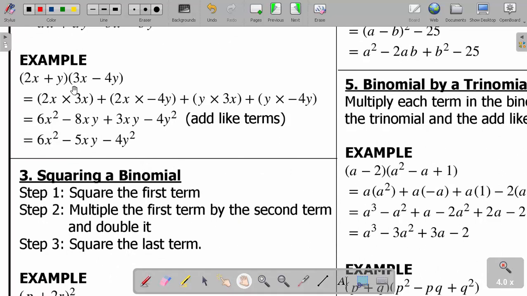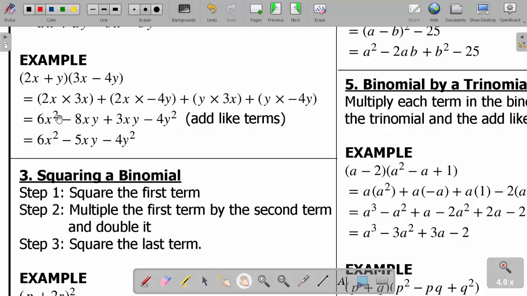Okay, another example. 2x plus y multiplied by 3x minus 4y. Again, I'm going to say 2x times 3x, which gives me 6x squared. And I say 2x multiplied by negative 4y, which gives me negative 8xy, which is what you see here. When I come now to the inners, that is y times 3x to give me 3xy, which you see here. And then positive y, that's the last now, multiplied by negative 4y gives me negative 4y squared.